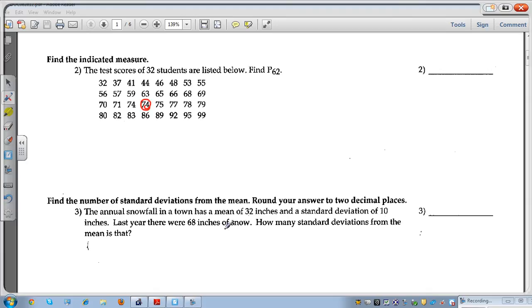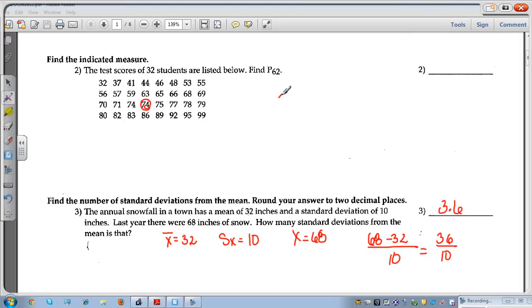For 3, I have a mean of a 32, standard deviation of a 10, and I want to know what's going on when I have a snowfall of 68. So I'm going to say 68 minus 32, get that number, and then divide it by 10. That's a 36 divided by 10. So my z-score is a 3.6. This was 32 times 0.62.